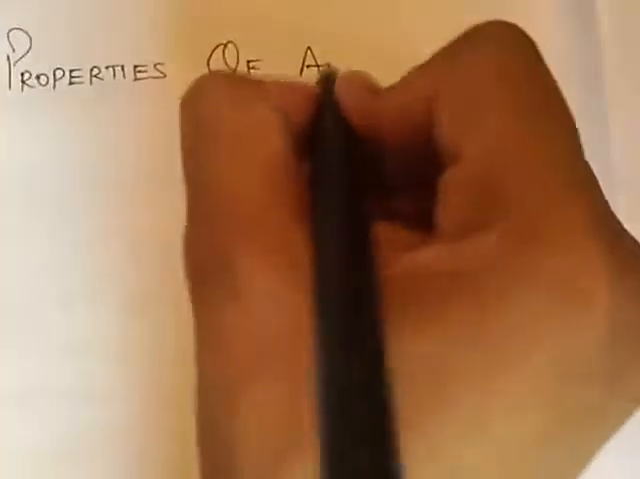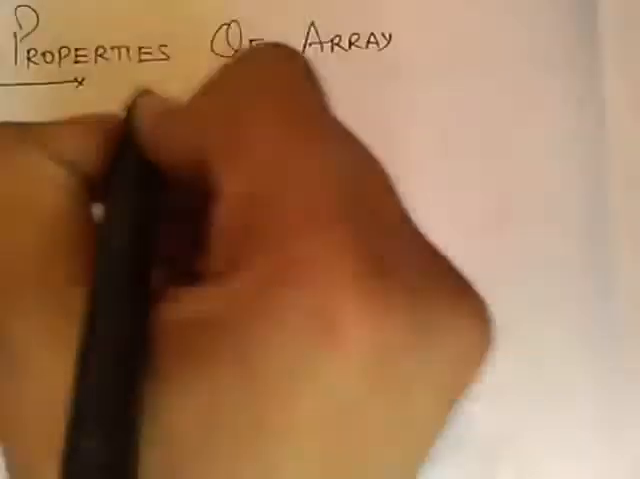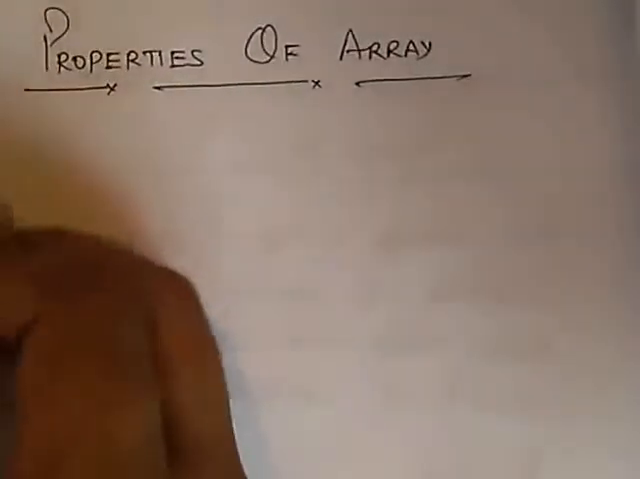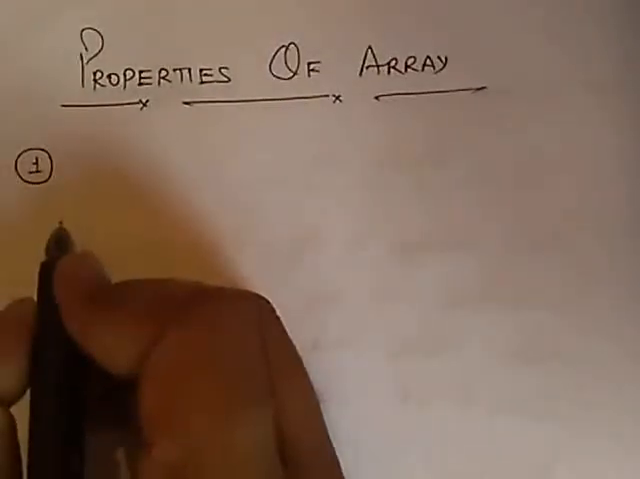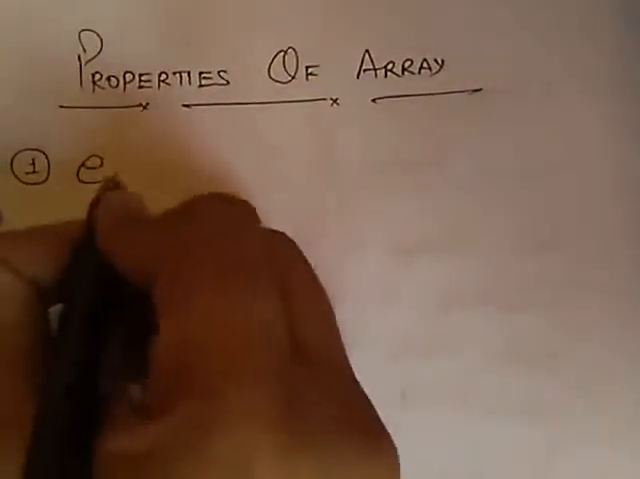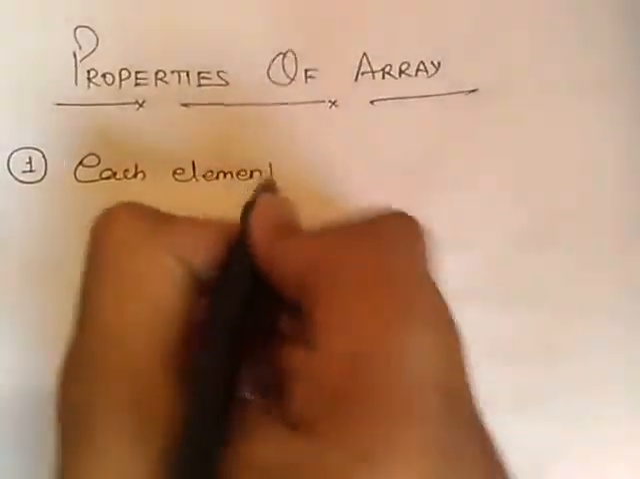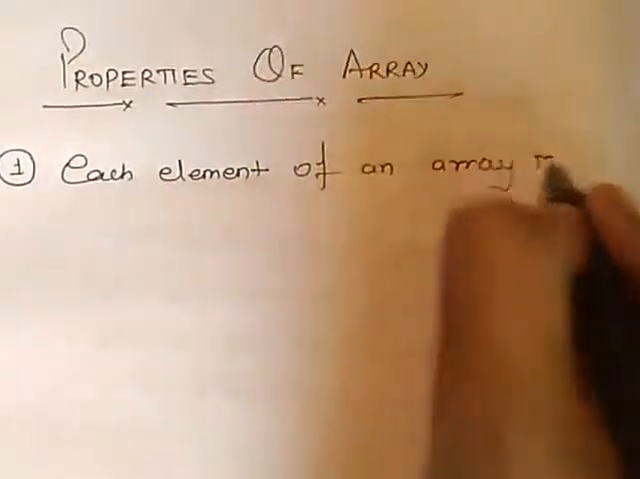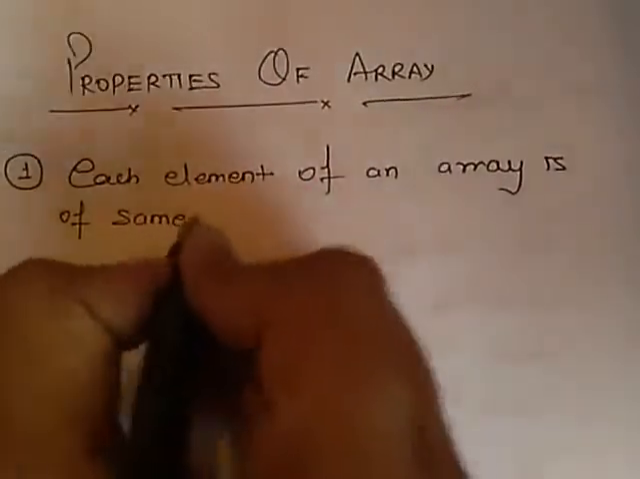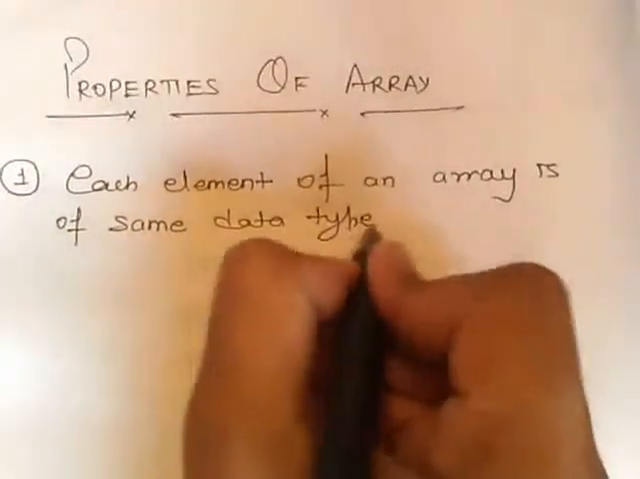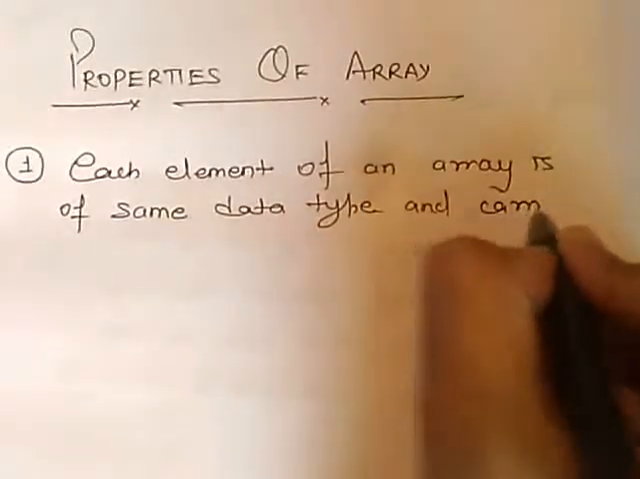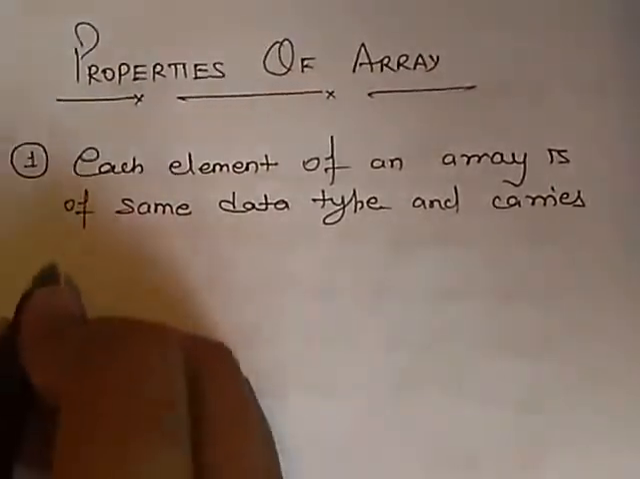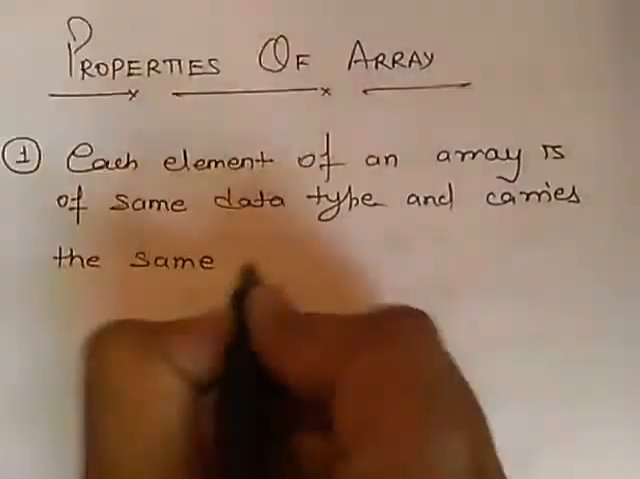Now, properties of array. The first point we have is that each element of an array is of the same data type and carries the same size.